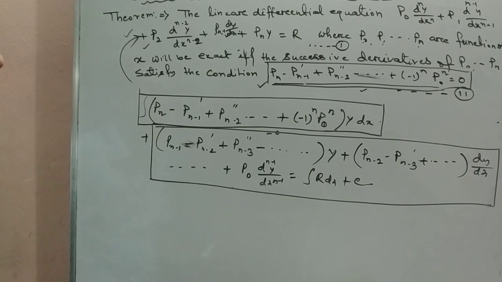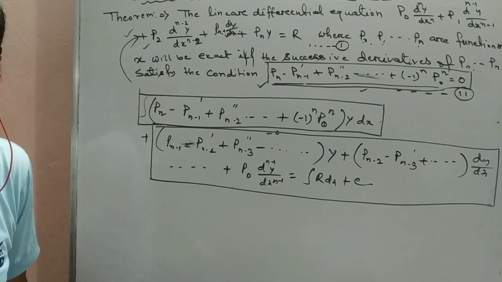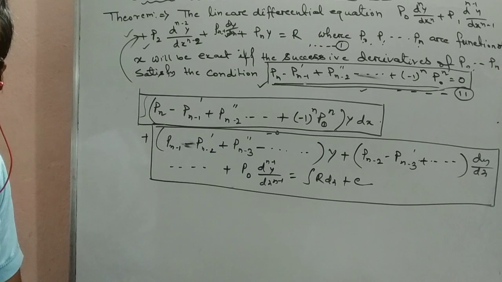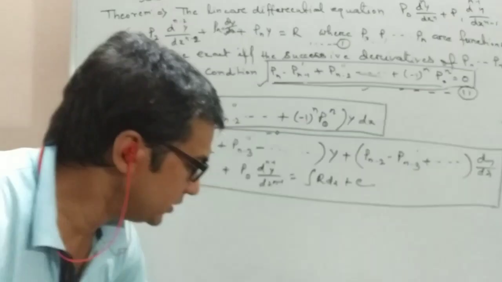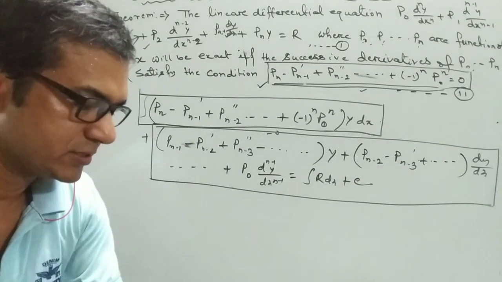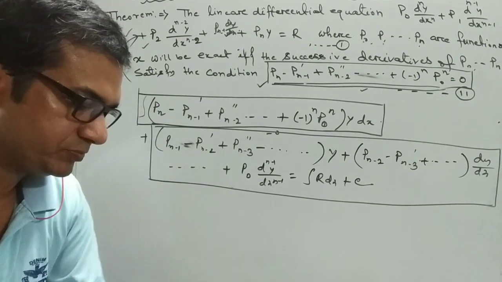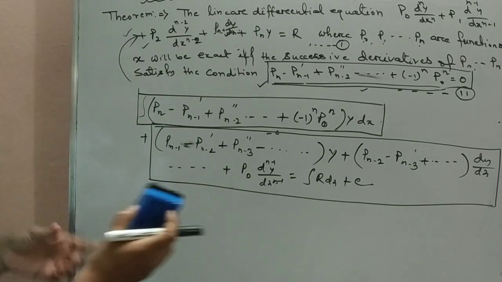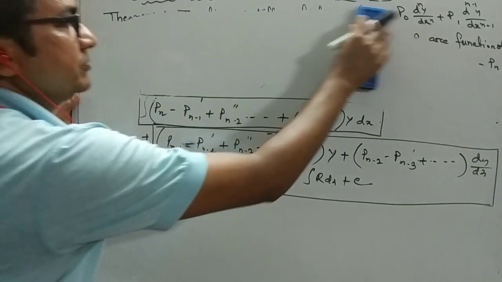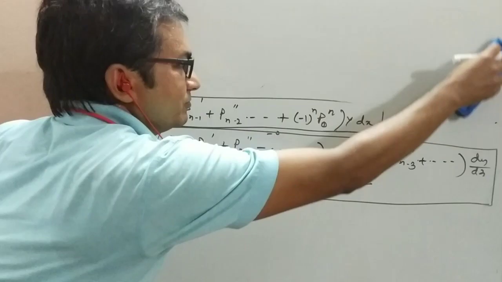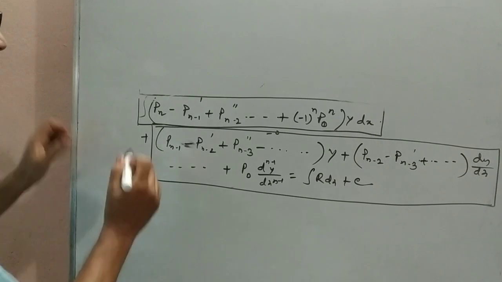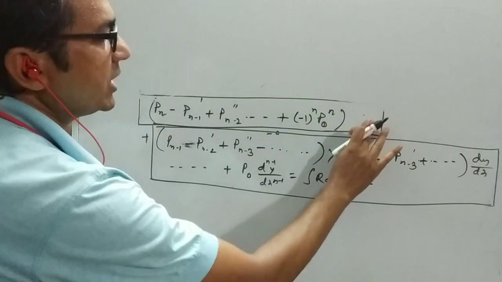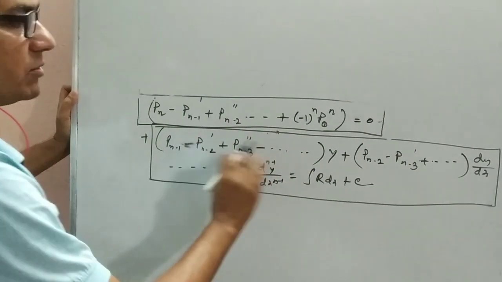Okay, now we consider one or two most important examples to clarify the theorem. Now we consider the first example. So this is the condition of exactness. This must be equal to 0, and this is the formula of integration.